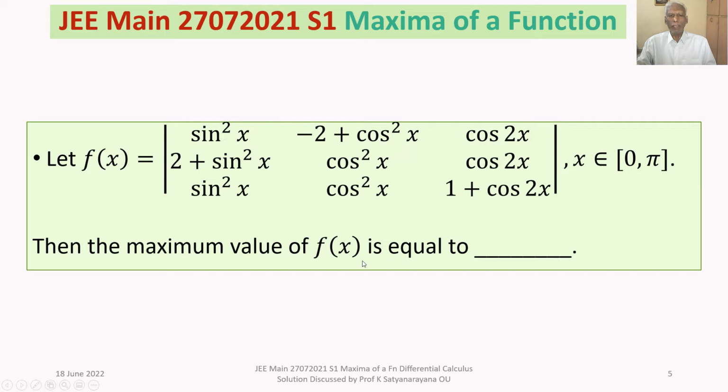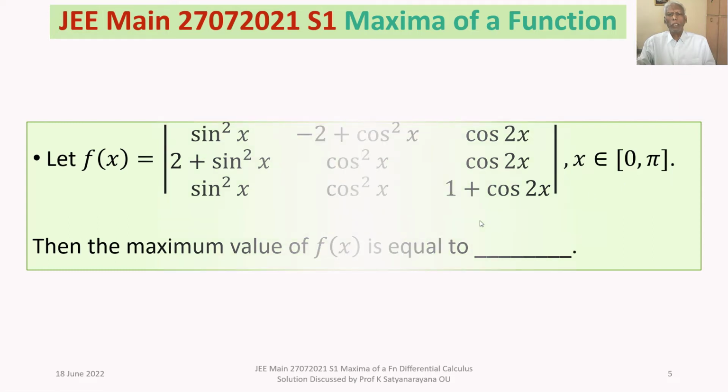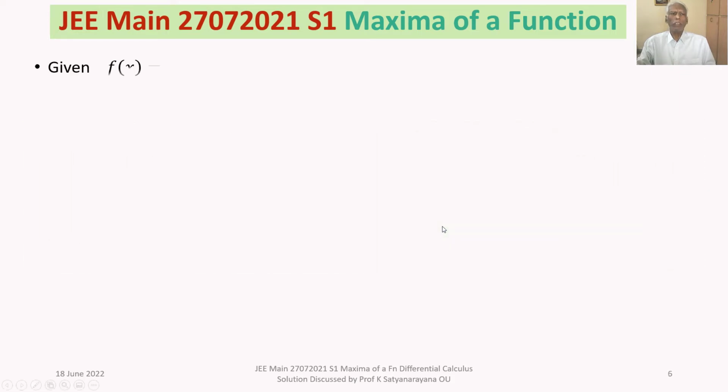So we have to find the maximum value of f of x, where f of x is given in terms of a 3 by 3 determinant whose entries are the trigonometric functions sin square x, cos square x and cos 2x. And the maximum value of f of x is to be found when x comes from the closed and bounded interval 0 to pi. We now discuss the solution of the problem in detail.